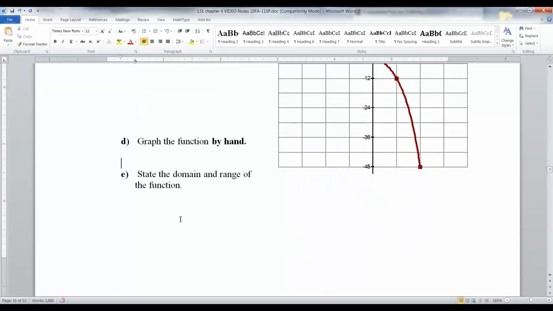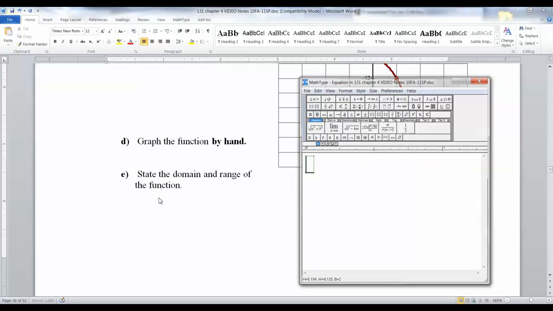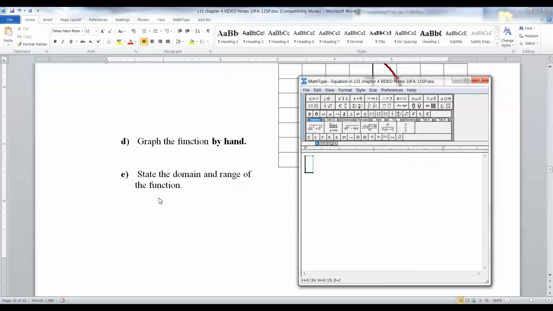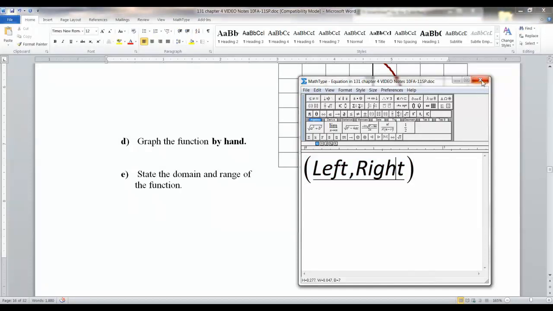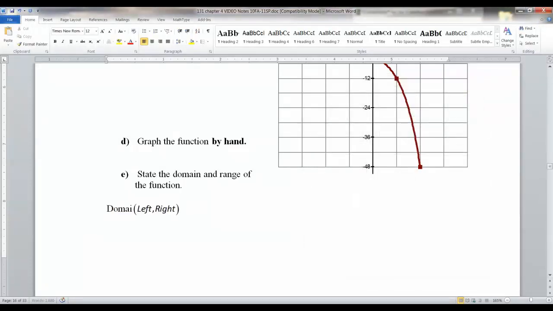Now what's the domain and range? Domain, let me remind you, goes left, comma, right. And it can be brackets or parentheses. So it's just left or right. That's a domain. It's all the possible x's. And of course, x might not be x. It's all the possible inputs. Let me put it that way.